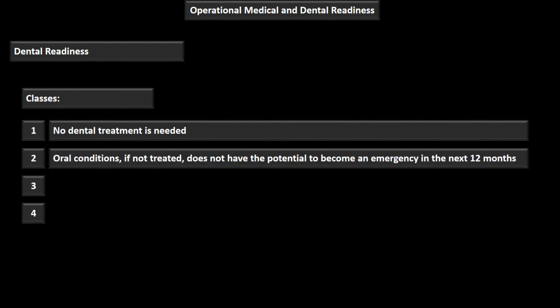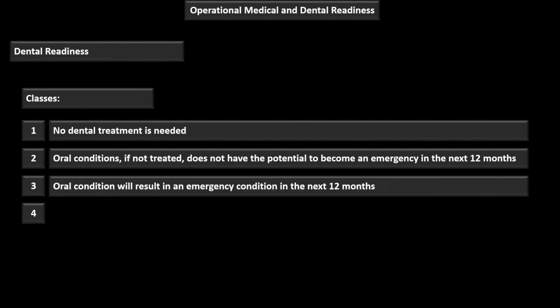If you're a dental class 2, you have an oral condition, but we don't think it's going to be an emergency in the next 12 months. We don't predict a problem with that in the next 12 months. If you're a dental class 3, however, you have an oral condition and we suspect it will cause an emergency in the next 12 months if it does not get treated.